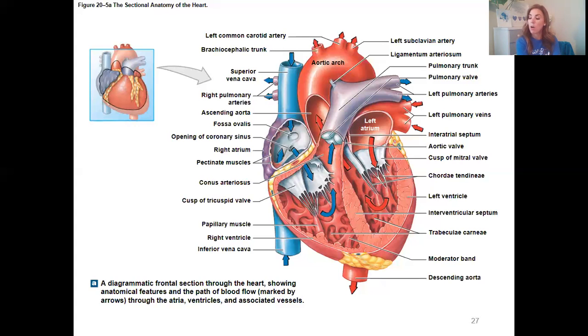What you do see on my picture is the moderator band, which is going to be in the right ventricle only. So make sure you go ahead and draw in the moderator band, because we'll be talking about that later on when we talk about the conduction system. And then you have different muscles within the atria versus the ventricles. The muscles in the atria are called pectinate muscles, and the muscles in the ventricles are called trabeculae carneae. You can draw those in if you want to. You don't have to, but those are just some additional structures you can add on there. Okay?